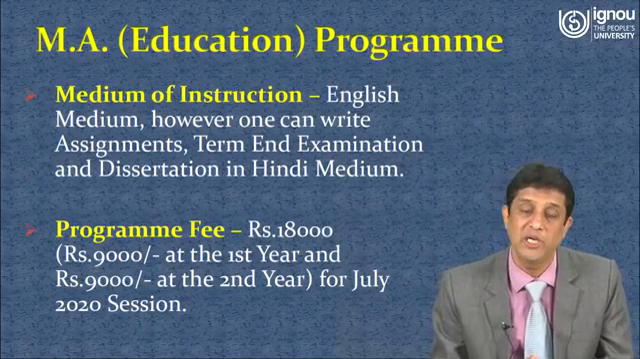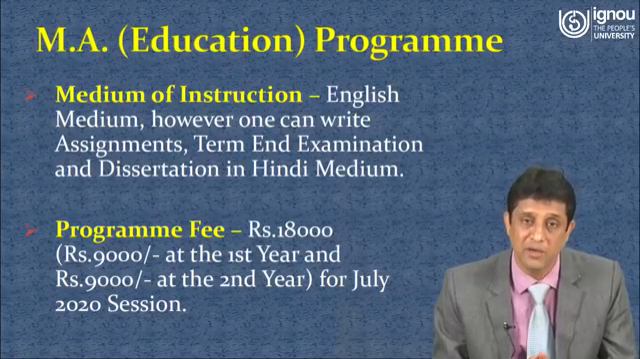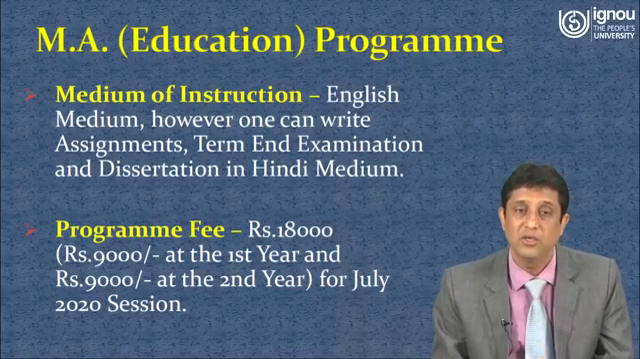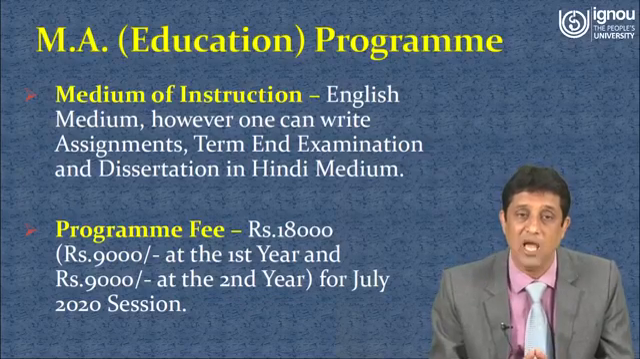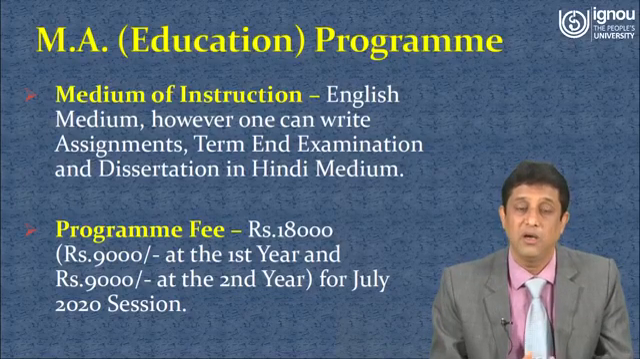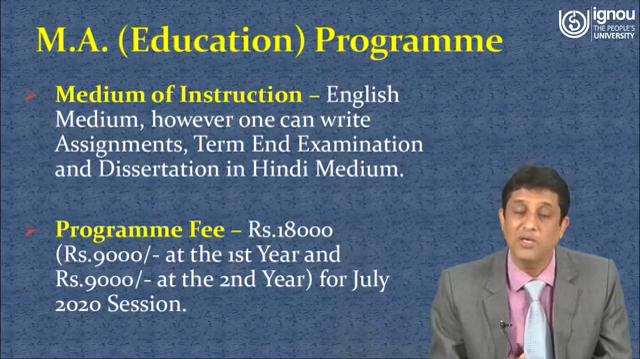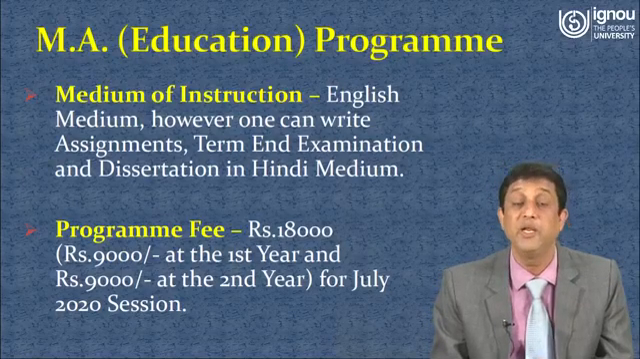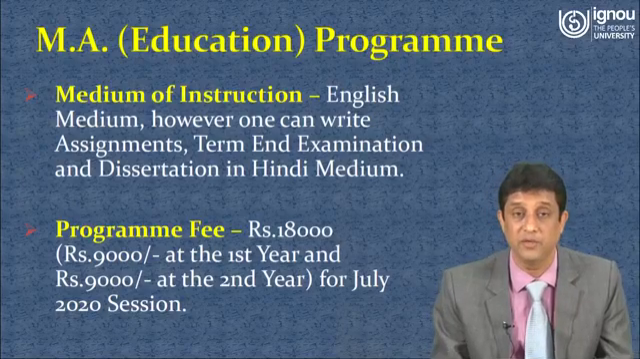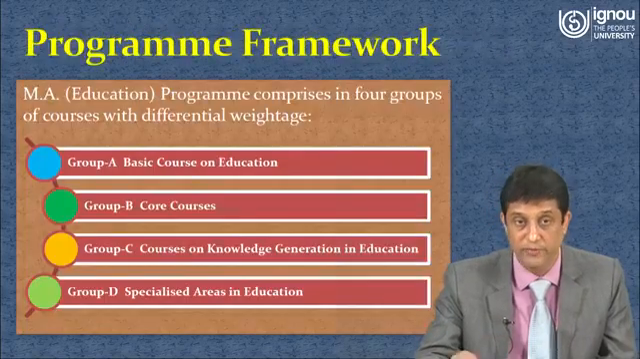Okay, at a time you need not give 18,000. So 9,000 at the beginning, at the time of admission, at the time of your online enrollment, you have to pay 9,000, and a further 9,000 you have to pay at the beginning of the second year during the readmission. Okay, let us go forward, friends.